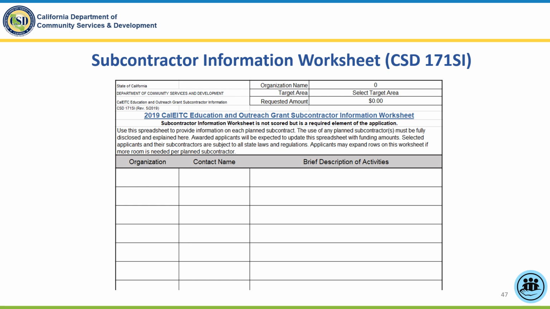The Subcontractor Information Worksheet is used to provide CSD with information of an applicant's planned subcontractors. The top of the form includes instructions on how to complete this form. CSD recognizes that not all subcontractors may be identified by the due date of applications. Therefore, awarded applicants will need to update this form once final subcontracts have been awarded. Applicants may expand rows of the Subcontractor Information Worksheet in order to allow for more space for details. If you plan to utilize subcontractors, we should also see this detailed in your budget.